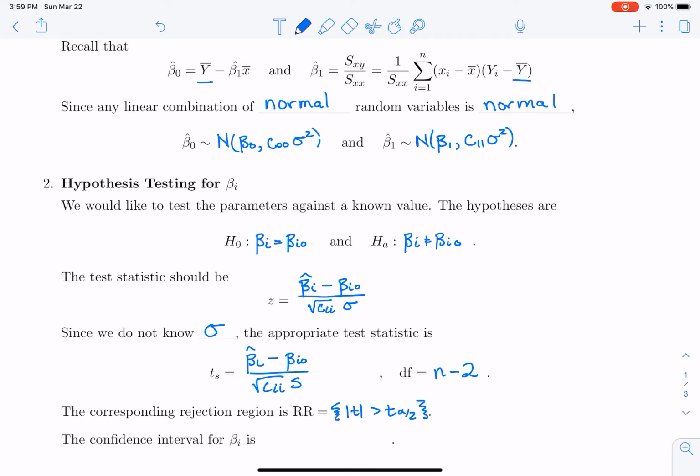And then the confidence interval for each beta sub i would be beta sub i hat plus or minus t sub alpha over 2, and then times the square root of c sub i times s.